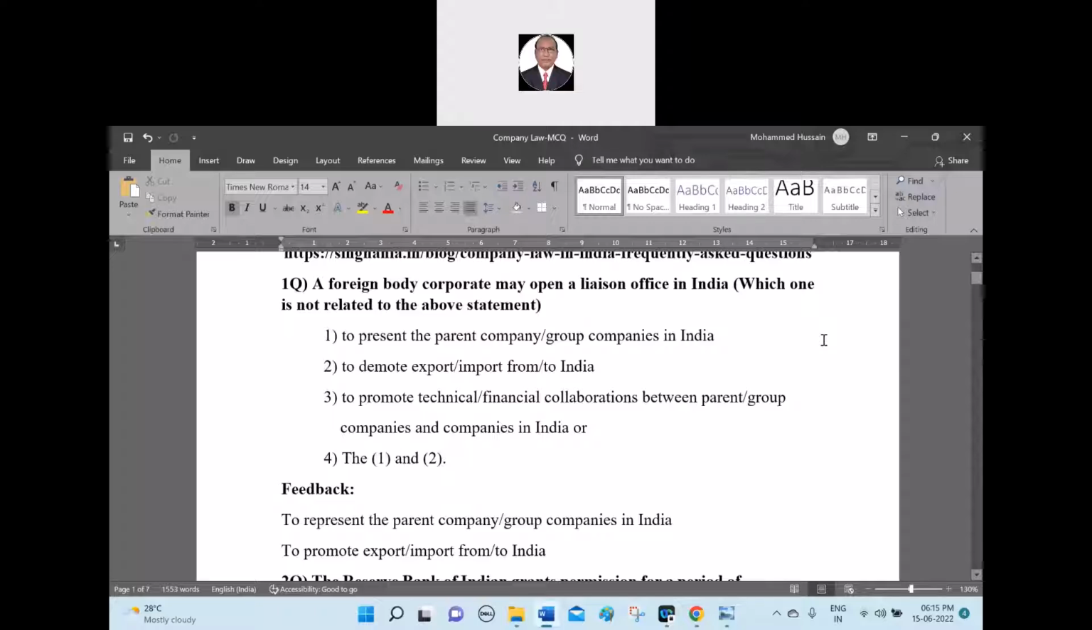Number one, to represent the parent company or group companies in India. Number two, to promote export or import from or to India. Number three, to promote technical or financial collaboration between the parent or group companies and companies in India. Or number four, number one and number two are correct. Which one is not related to the above statement?